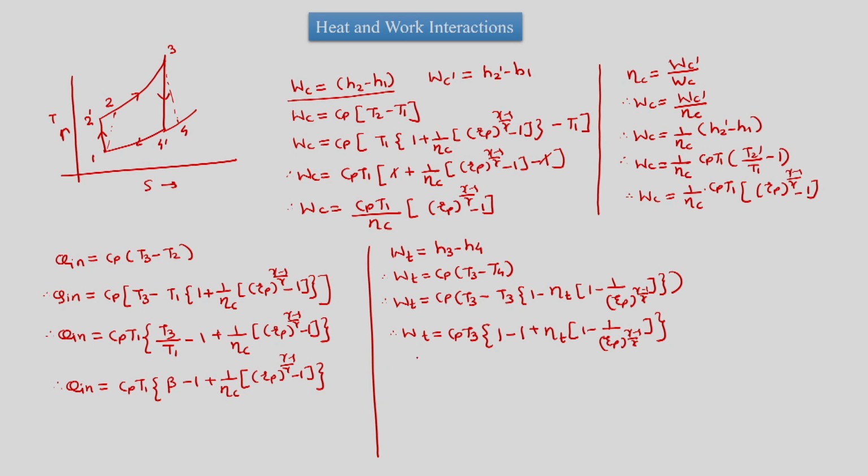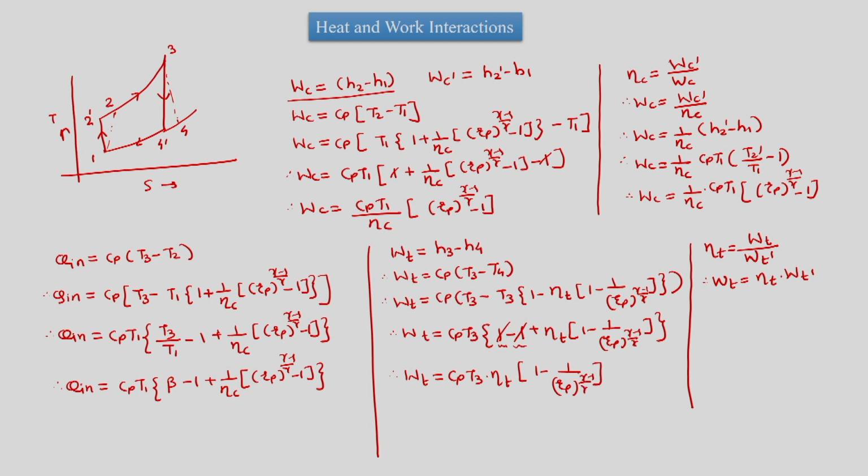Further, here as well we can adopt the other method, where we know turbine efficiency is actual turbine work divided by ideal turbine work. So actual turbine work is turbine efficiency into ideal turbine work, which is Wt dash, but here this 1 and 1 will cancel. So we have Wt is equal to Cp T3 into eta T into 1 minus 1 upon Rp raised to gamma minus 1 upon gamma.